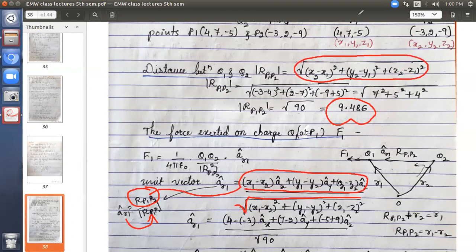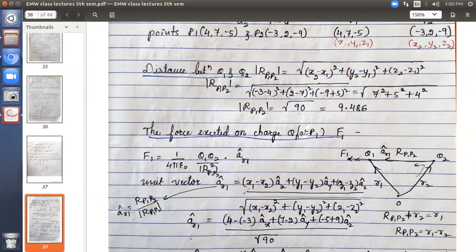In the next step, you go for point subtraction. What is x1 minus x2? 4 minus of minus 3, which is 7. If you just see here, in the distance formula, when we used x2 minus x1, it was minus 3 minus 4, which was actually minus 7. But while calculating these magnitudes, these signs never matter because you have the square there.